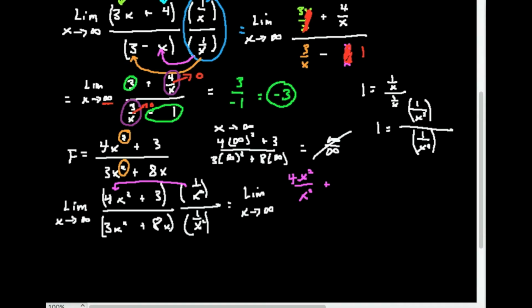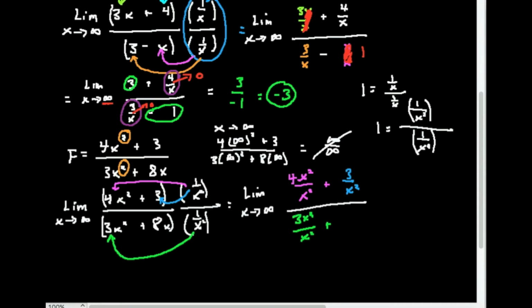And then what I'm going to do is distribute this 1 over x squared to the 3 right here. So this is plus, because it's adding. It's going to be 3 times 1 over x squared, or 3 over x squared, right? And then for the denominator, let's see what happens. Then I'm going to take this 1 over x squared and distribute it to the 3x squared. So what is that going to be? 3x squared times 1 over x squared. That's 3x squared over x squared.